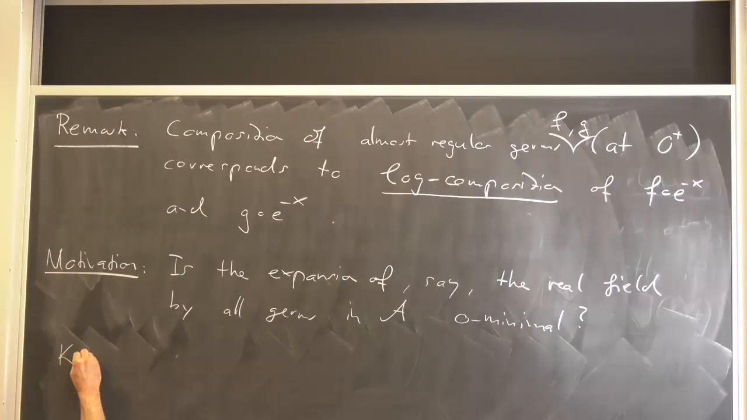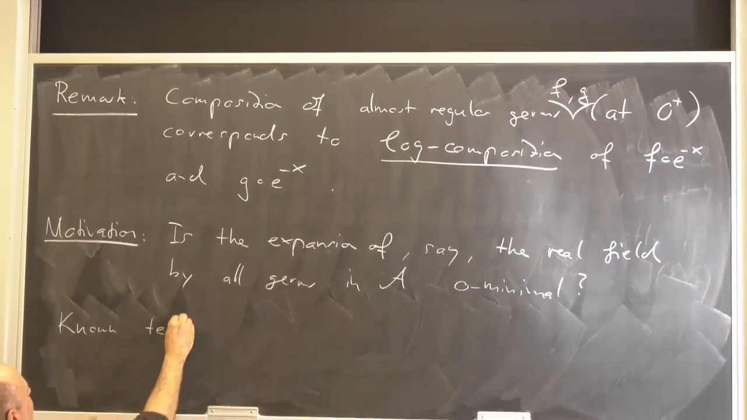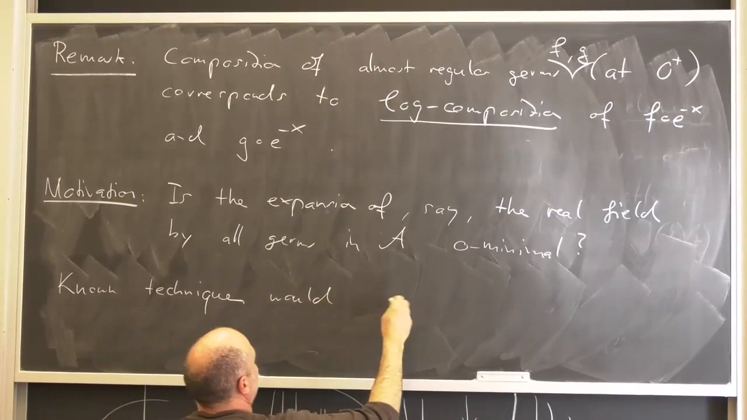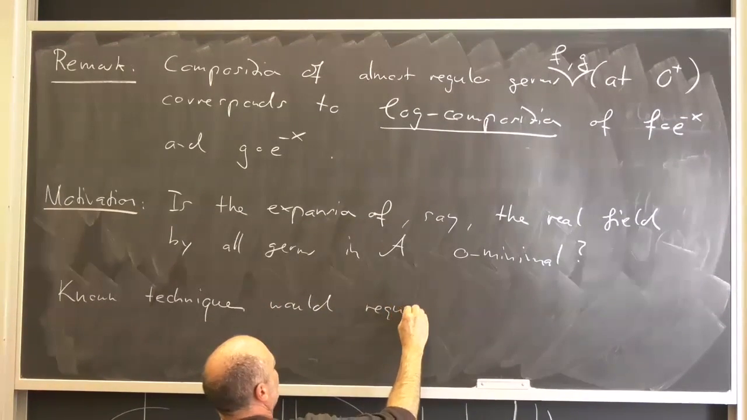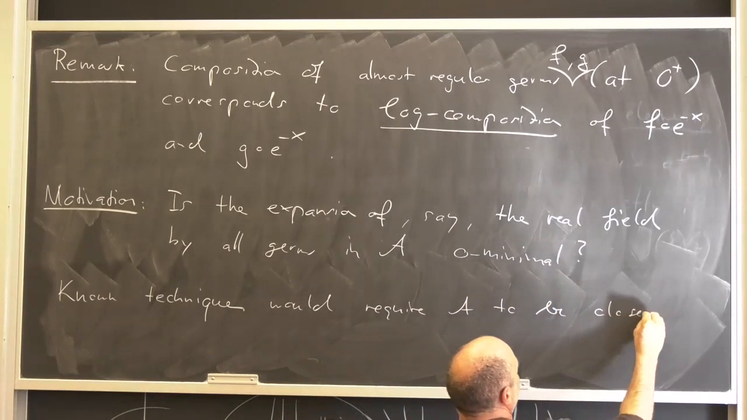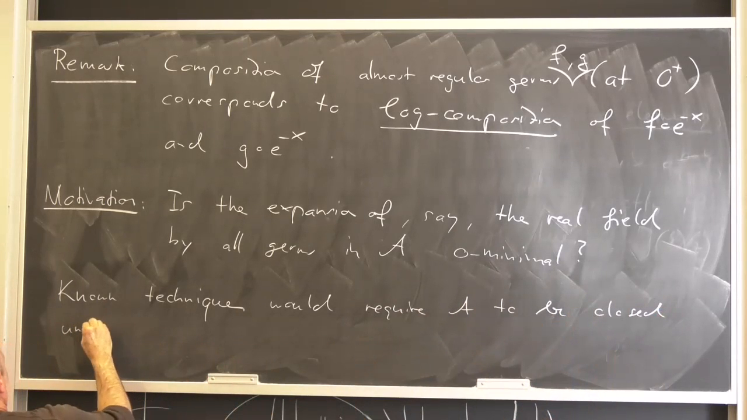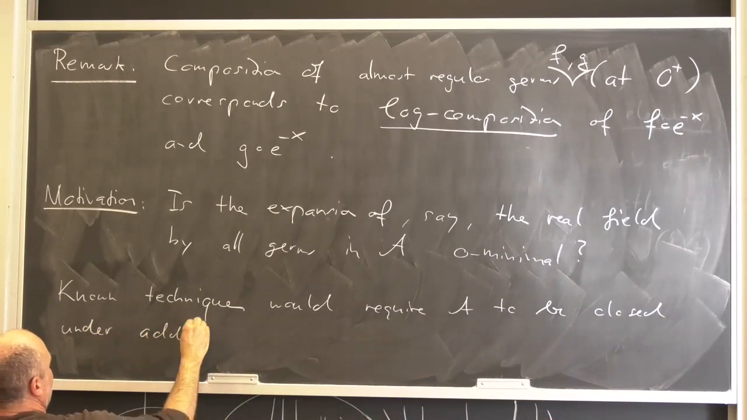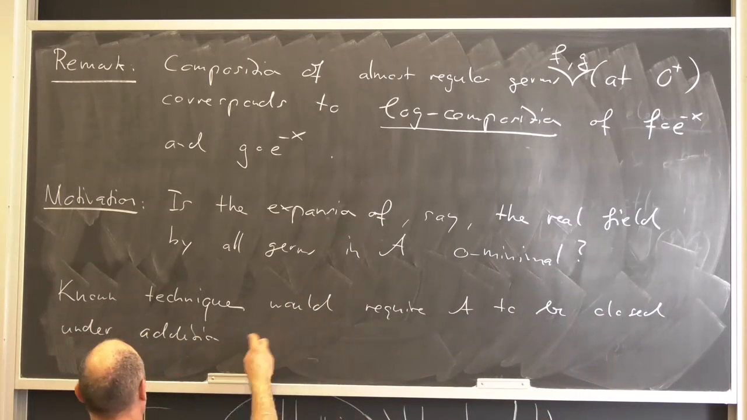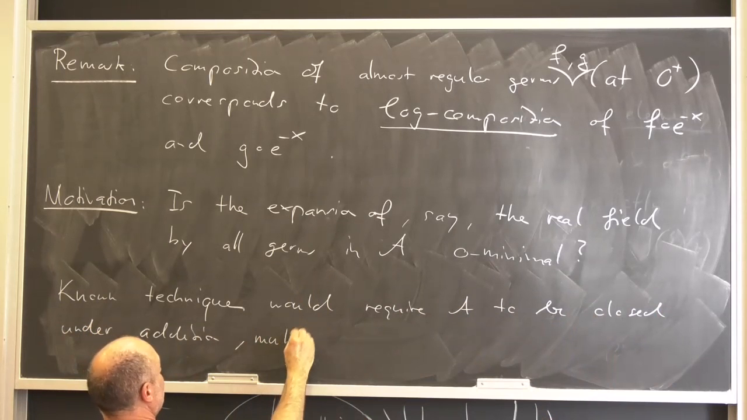So known techniques would require A to be closed under addition in order to be able to prove this. Known techniques mean, say, the paper by Rolin and Servi, which is a very general paper proving o-minimality for quasi-analytic classes under addition, multiplication, and various other things.